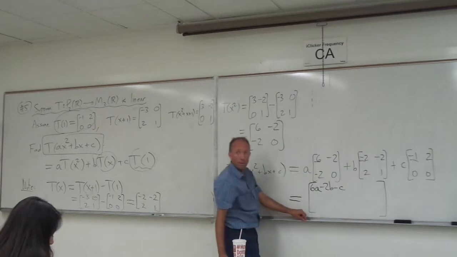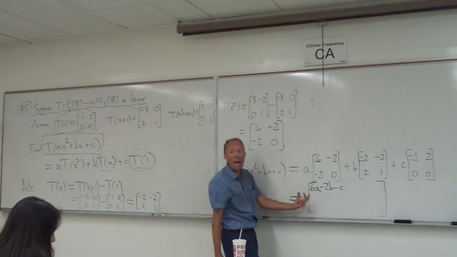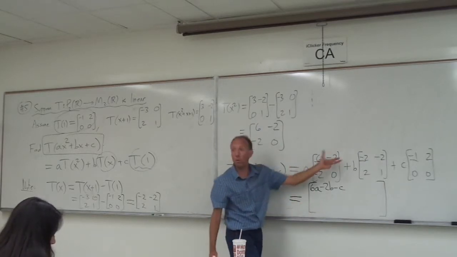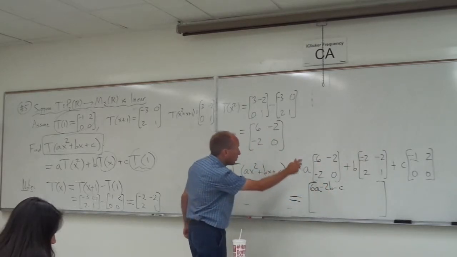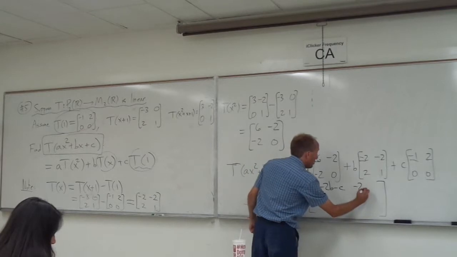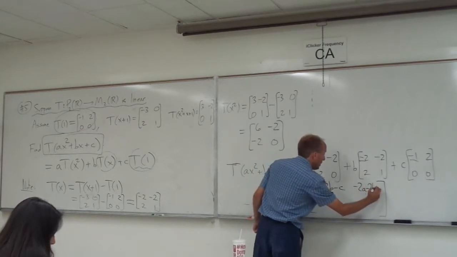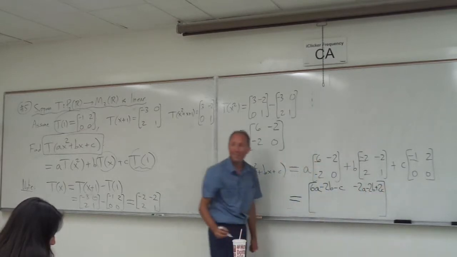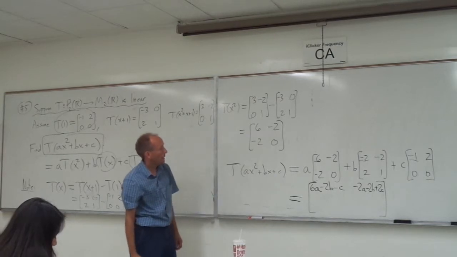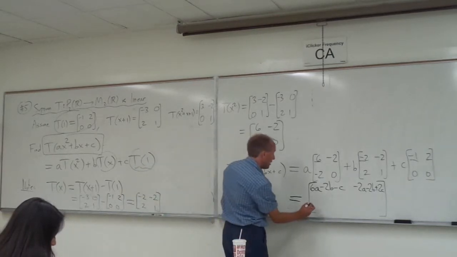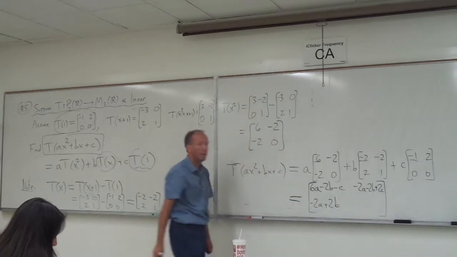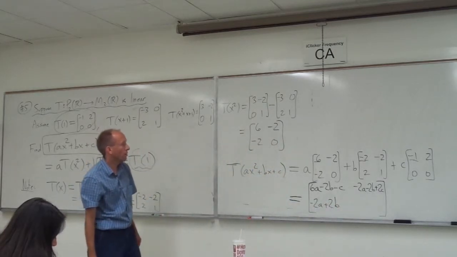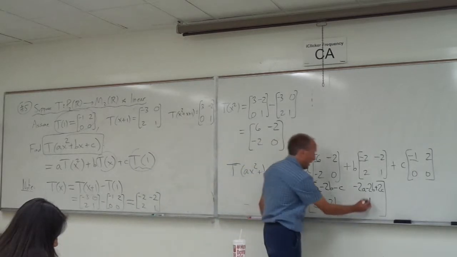Everybody see what I'm doing? I don't have to do this. I could just stop at what I have already. I just want to show you what you get here. The upper right corner is what? Negative 2a minus 2b plus 2c. And then the lower left corner is negative 2a plus 2b. And the lower right corner is the really easy one. It's just b.